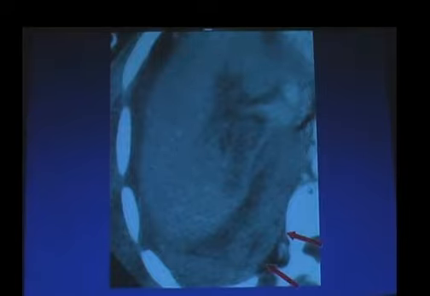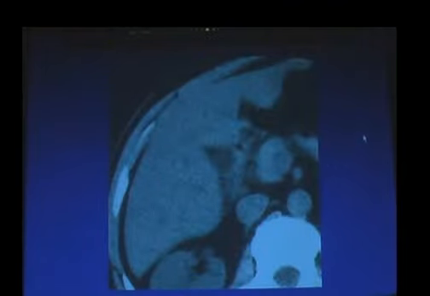And the other thing that you always want to look at is the diaphragm. You can see there's a large amount of blood here behind the right lobe of the liver, and this patient, in fact, did have diaphragmatic rupture. So always look at adjacent vessels and the diaphragm.